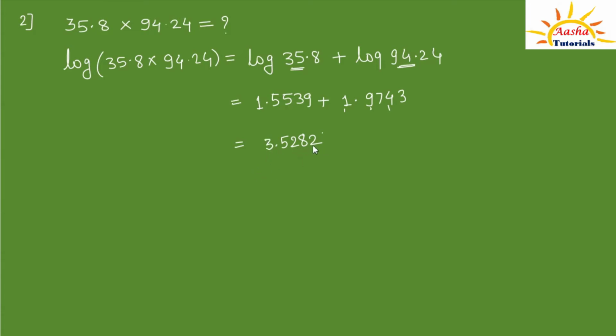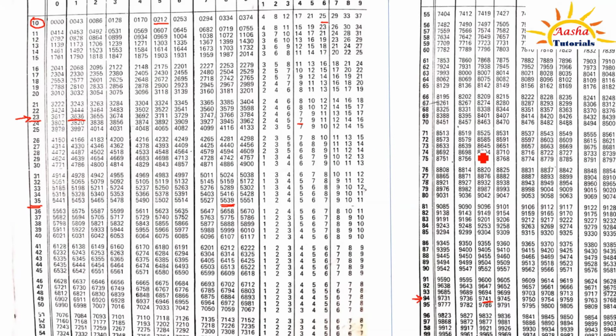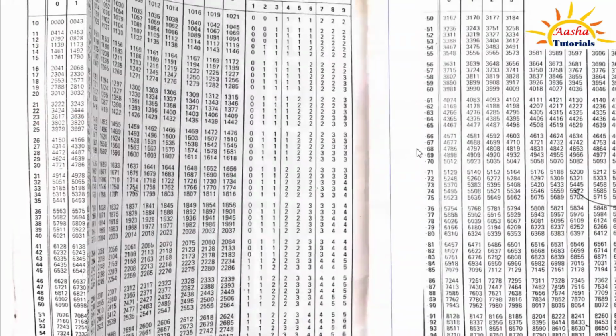3.5282. What do we have to do with this? Let's find the anti-log of this number, 3.5282. While finding the anti-log, as I told you, we have to find the anti-log of the two-digit number which comes after the decimal point. Means here we have to find the anti-log of 0.52 in 8 and 2.